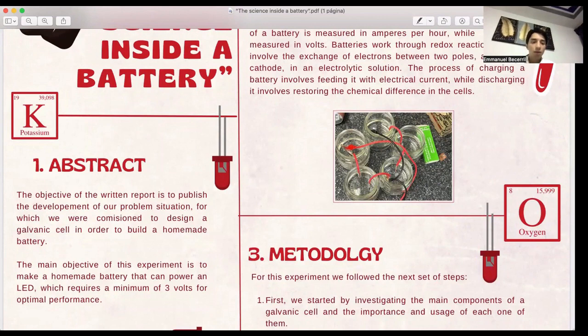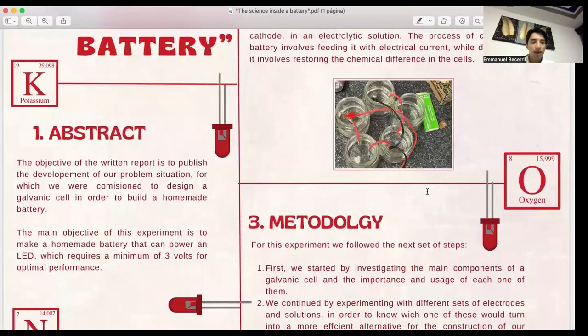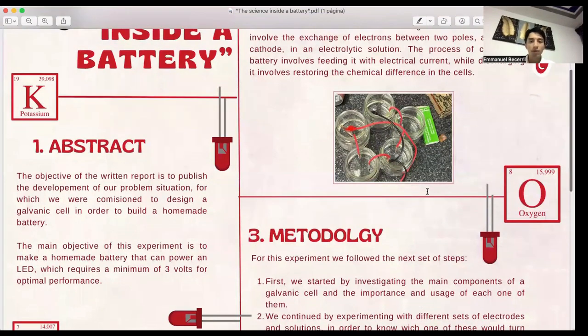That is, we are commissioned to design a galvanic cell in order to build a homemade battery, which requires a minimum of 3 volts for optimal performance.